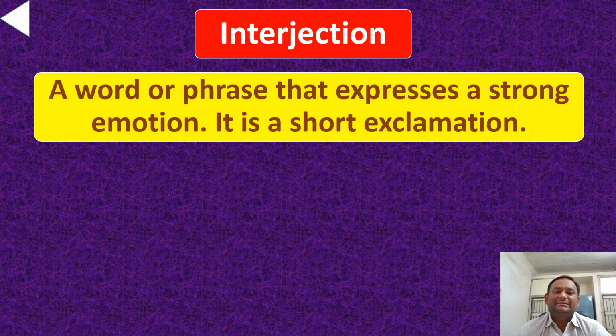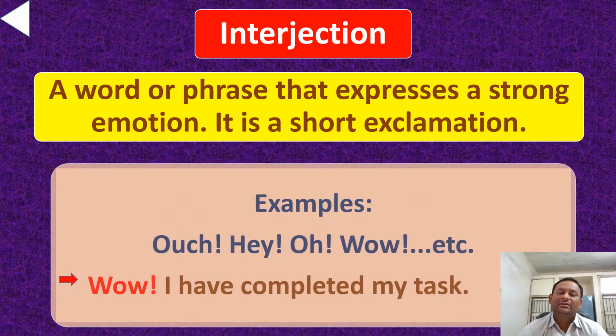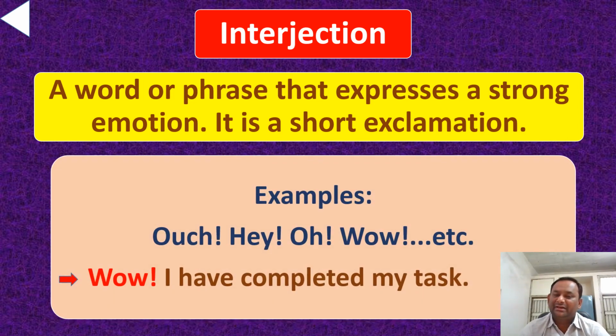After prepositions, friends, there is the last part of speech, that is called interjection. An interjection is a word or phrase that expresses a strong emotion. It is a short exclamation. So at the end of the sentence you can find an exclamation mark. Such words are called interjections. For example, ouch, hey, oh, wow, hurrah. Such are the words.